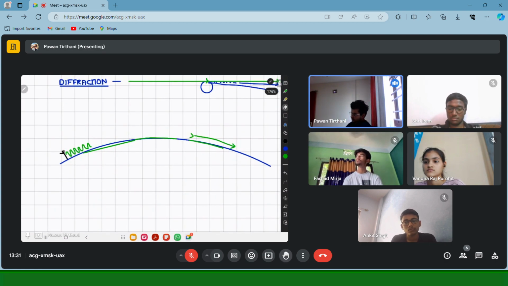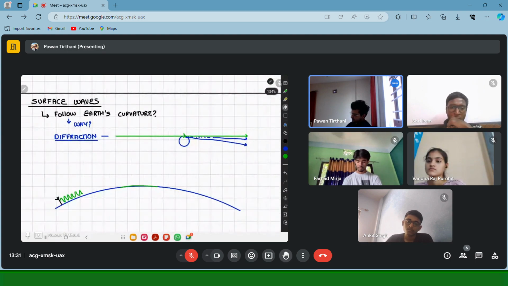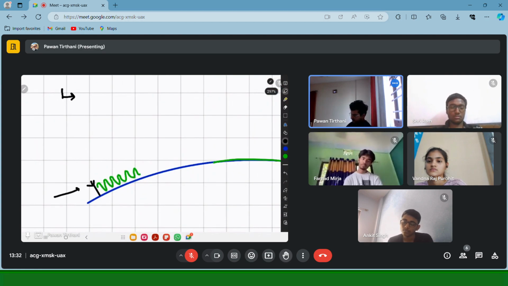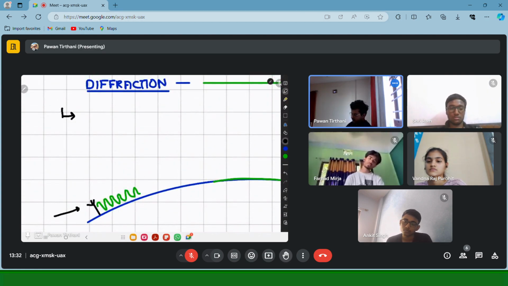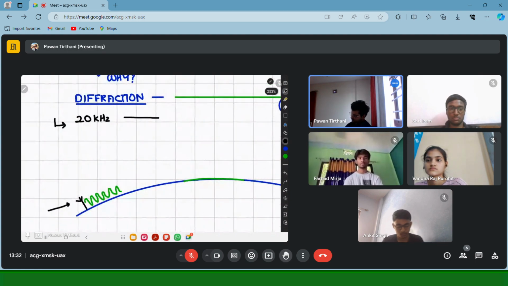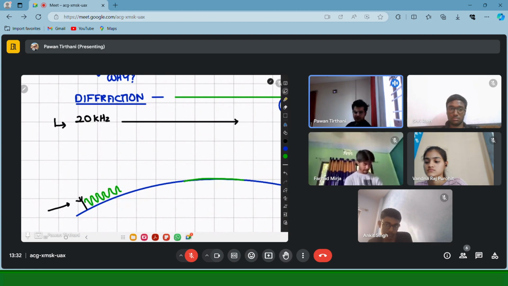Now it was observed that if I take an antenna, and if I put in frequencies in this antenna from 20 kilohertz all the way up till 50 megahertz, make a very big line, make it till 50 megahertz.